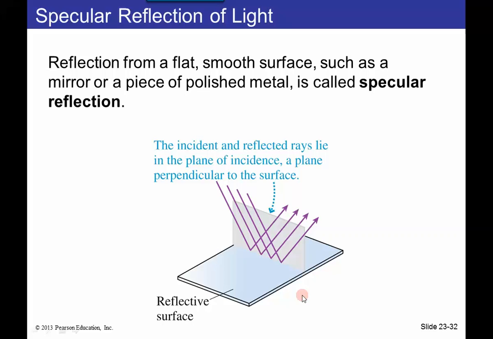Okay, so in this video we're going to look at two phenomena that occur when a ray approaches a material: one is reflection and the other is refraction. Let's start with specular reflection, and that occurs when there is reflection from a flat, smooth surface like a mirror, right? If you have a flat, smooth surface, then this is called specular reflection.